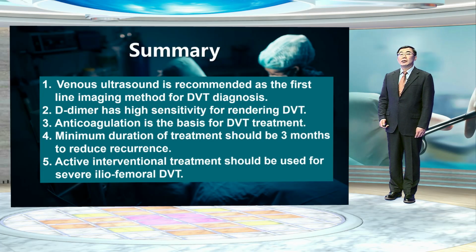Summary of this part: venous ultrasound is recommended as a first-line imaging method for DVT diagnosis. The D-dimer has high sensitivity for ruling out DVT. Anticoagulation is the basis for DVT treatment. Minimum duration of treatment should be 3 months to reduce recurrence.